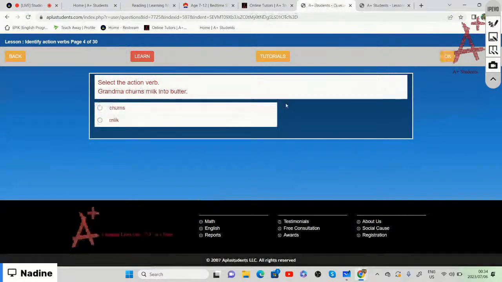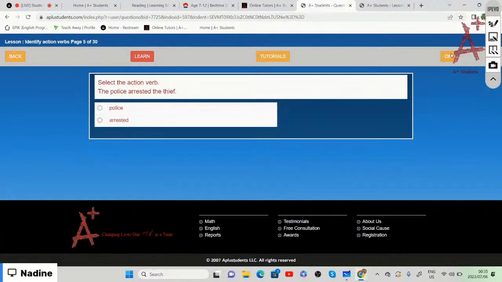Grandma churns milk into butter. What does grandma do? She churns or she milks? All right, so we will then say that grandma churns. So if you have that, then well done. Great job.